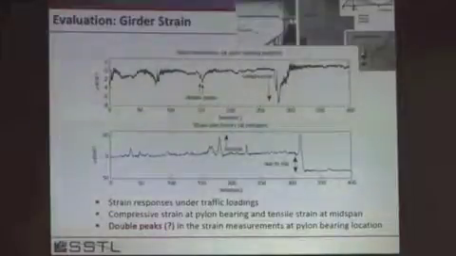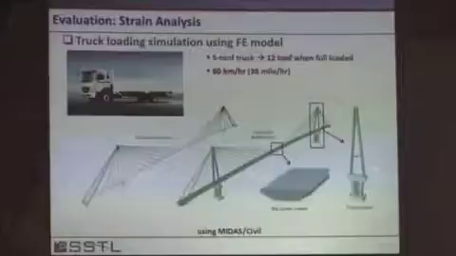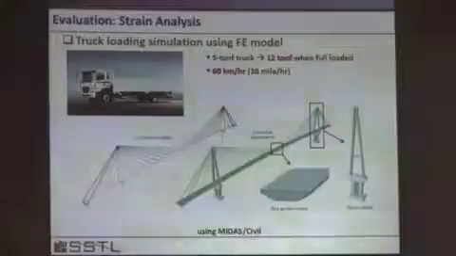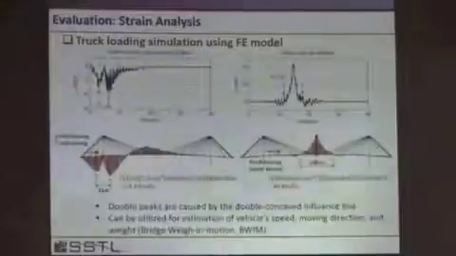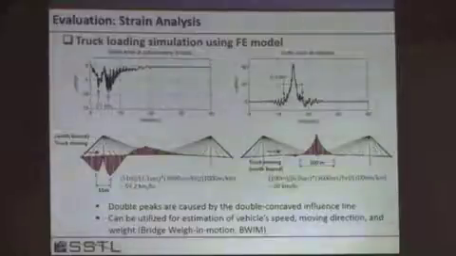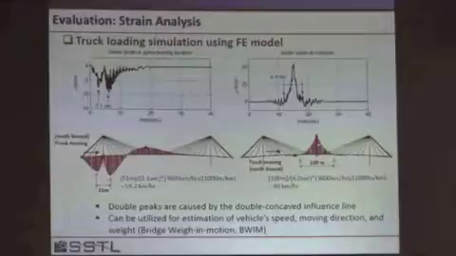And so why do we have these double peaks? We did a finite element analysis using this truck, a 12-ton truck, going across at 60 kilometers per hour. And we looked at the center span and we looked at the pylon. And what we found, these are the influence lines for a truck driving northbound over the bridge. This is for a truck driving northbound over the bridge, the influence line for the strain at the midspan.